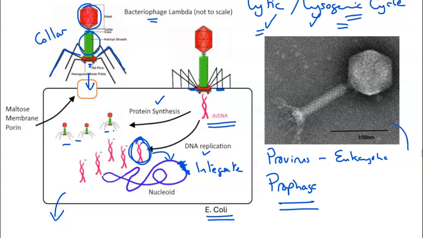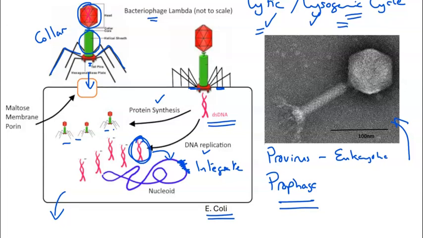Here's an image, a micrograph showing the structure of the bacteriophage. There are many different types of bacteriophage. This one, the lambda, the obligate parasite of E. coli, is specified on your syllabus.